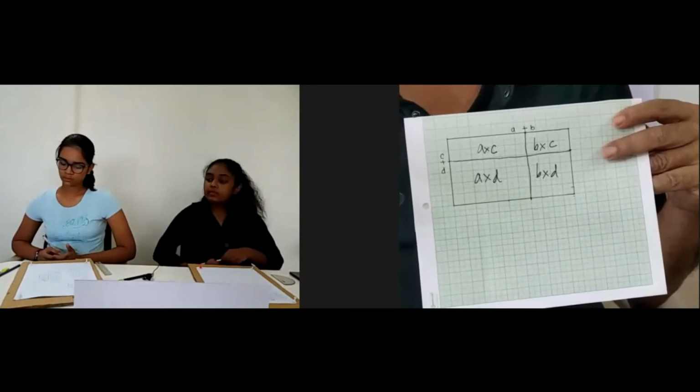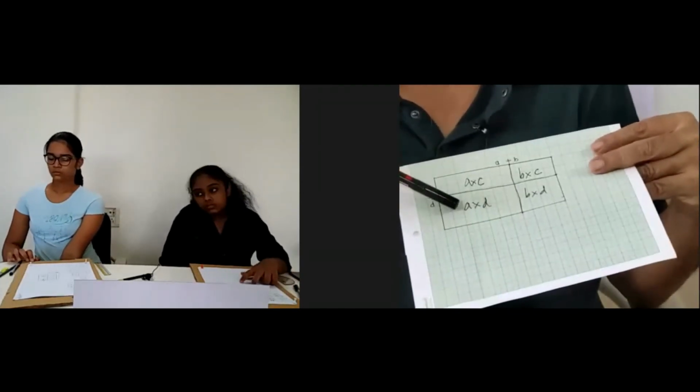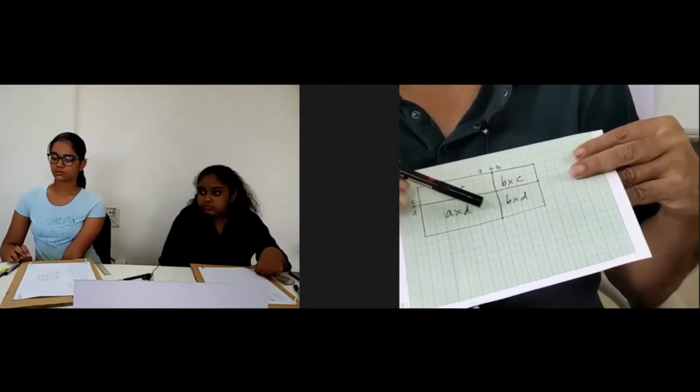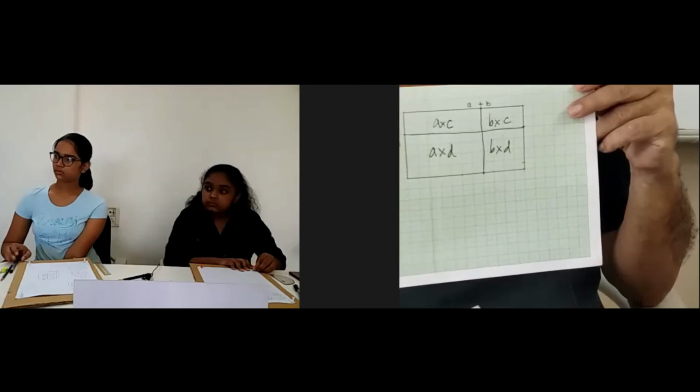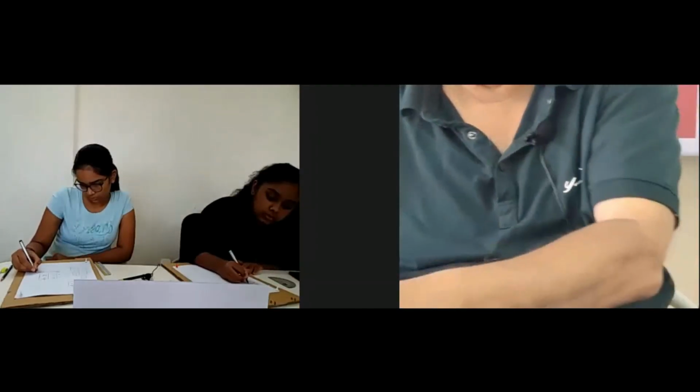And we get the four parts. One part is A times C, the other part is B times C, the third part is A times D, and the fourth part is B into D. Can you write this now using brackets? Let me show you what we had written for 7 into 9. Just recall what we had written for 7 into 9.